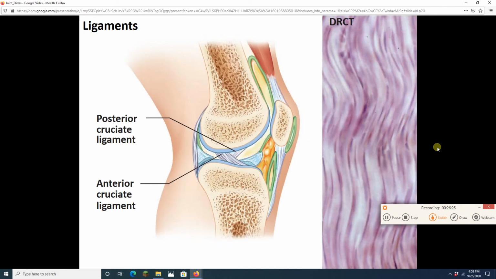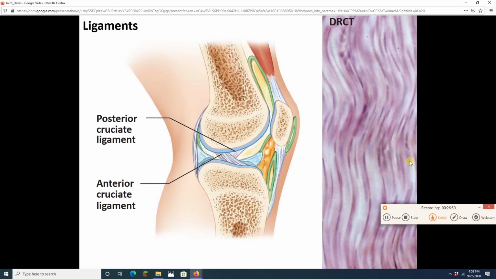What else we got? Ligaments. Good old ligaments. Ligaments are going to help anchor bone to bone. They're especially crucial for synovial joints because we have so much motion. Ligaments are going to strengthen the joint and help restrict the motion. You don't want the motion to be too crazy because then you would utterly sacrifice stability.